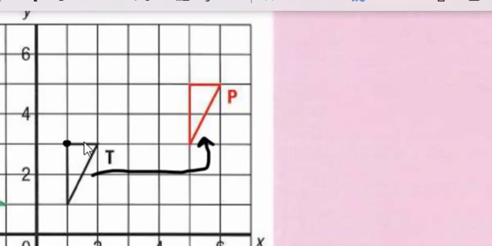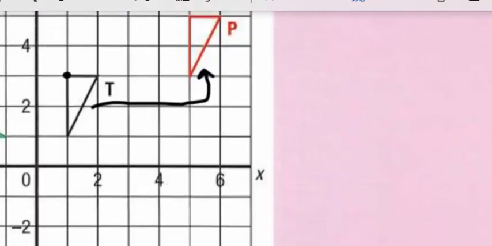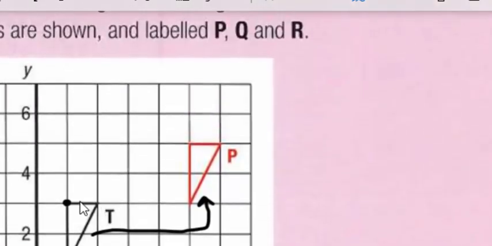Then it's moved 1, 2, 3, 4 squares to the right and 2 squares up. So the first one is translation. It is 4 squares right and 2 squares up. We can say 4 in the x direction and 2 in the y direction, since the 4 is positive, meaning to the right, and the 2 is positive, meaning up. If we say negative 2 in the y direction, it means 2 steps down. But basically we can say 4 units right, 2 units up.